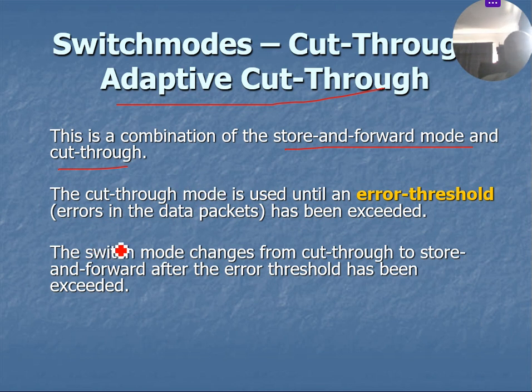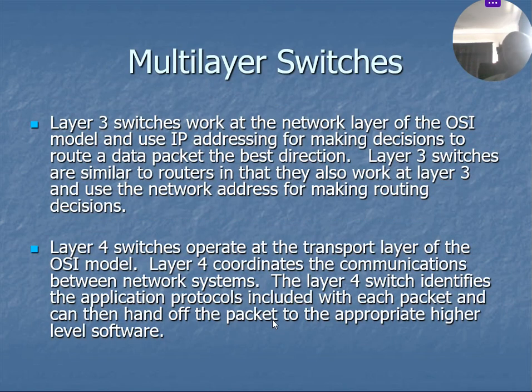Now the cut through mode is used until an error threshold in the data packet has been exceeded. Now the switch mode changes from the cut through to store and forward after the error threshold has been exceeded.